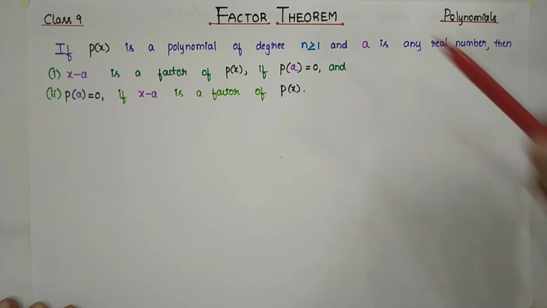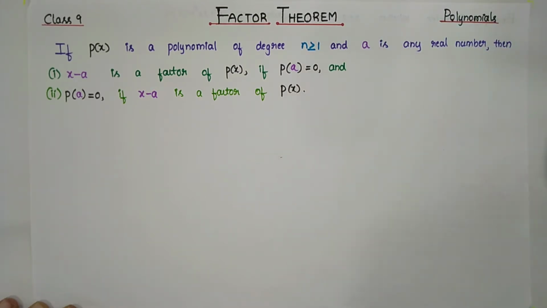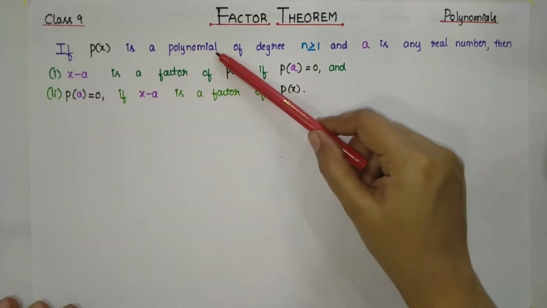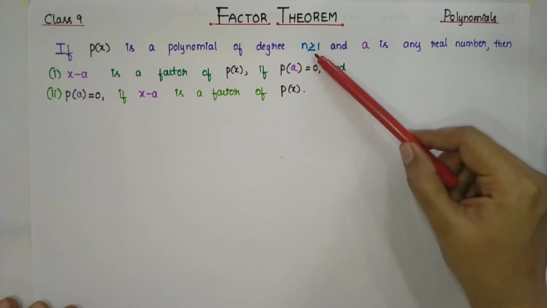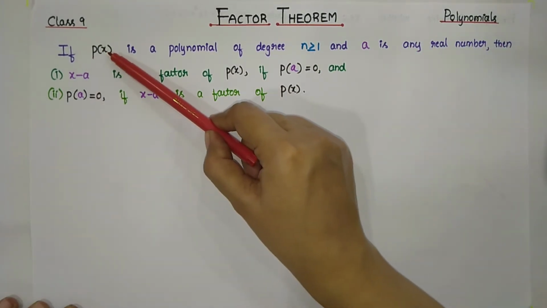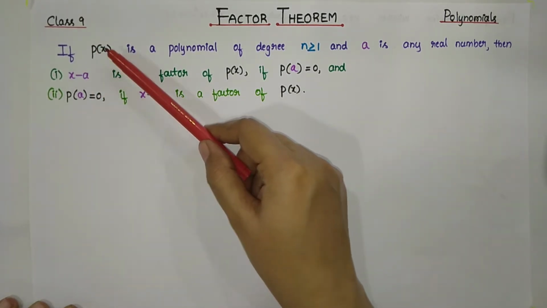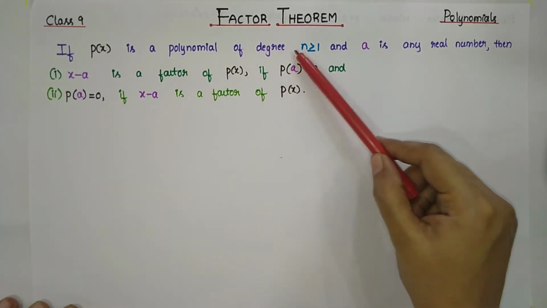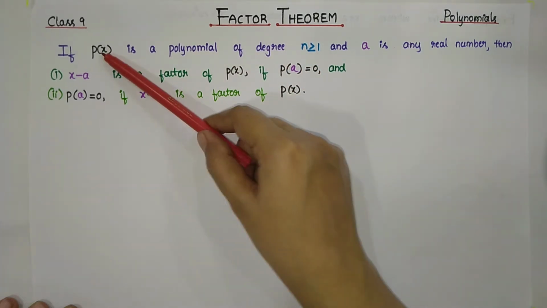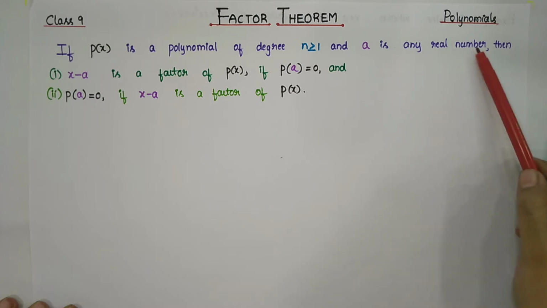In this video, let us study the statement and proof of the factor theorem, and also let's verify that with an example. The theorem states that if p of x is a polynomial of degree greater than or equal to 1 and a is any real number, that is, p of x means it is the polynomial with the variable x is written as p of x, and that polynomial can have degree. Degree is the highest power of the variable in that polynomial. So it can be either equal to 1 or greater than 1, and a is any real number.